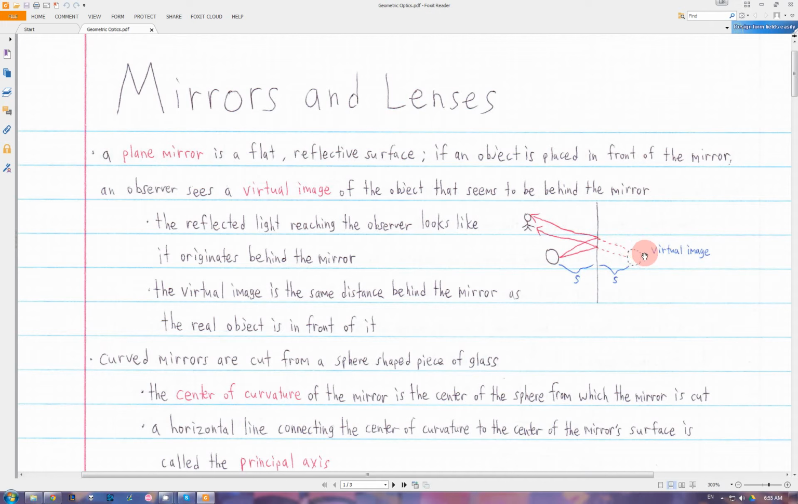And so for a plane mirror, the image formed by an object is always going to be virtual, behind the mirror, upright, which means it's facing the same direction as the object, and it's also going to be the same size as the object. And also in a plane mirror, if the object is placed a distance s in front of the mirror, then the virtual image will be that same distance s behind the mirror.